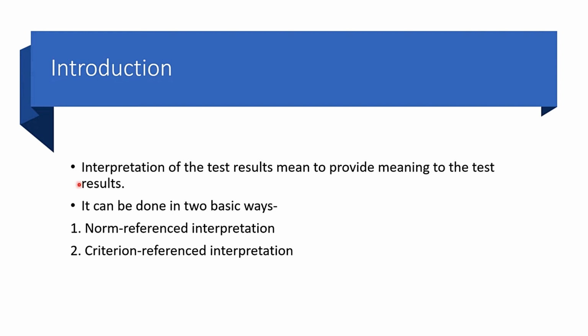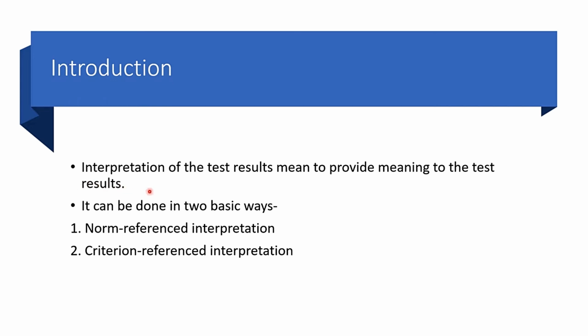In psychological and educational assessment, we construct and standardize the test. Sometimes we also construct other achievement assessment tools. After the construction, we administer the test on a group of individuals, on a group of students, and get the raw scores. These raw scores are the number of points gained by the students in that particular test. These raw scores are not very meaningful without further information. That is why we interpret the test scores, meaning we provide meaning to the scores.